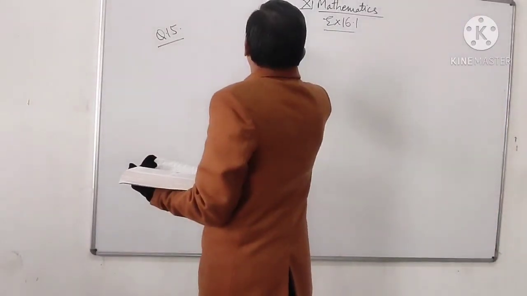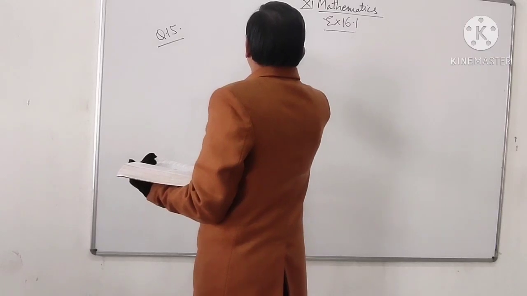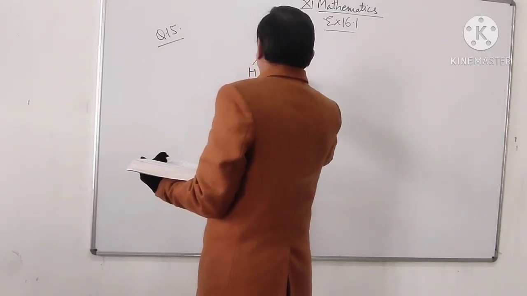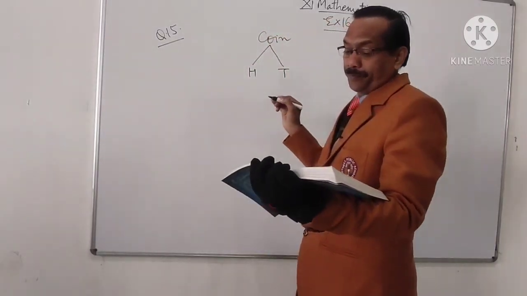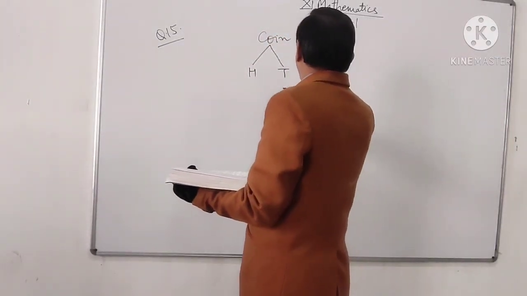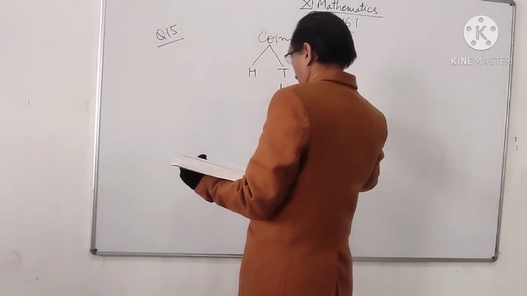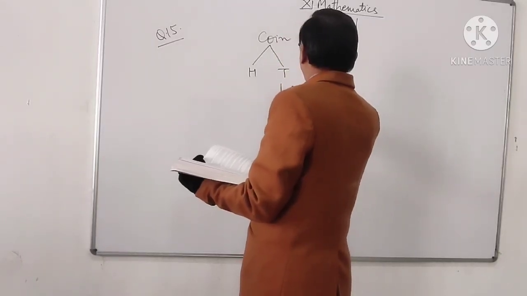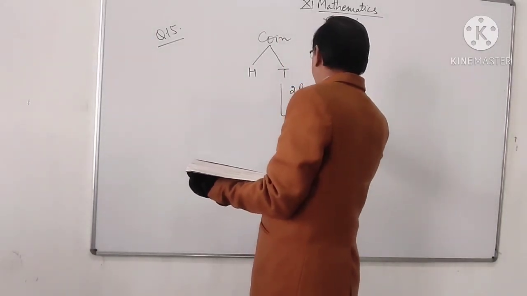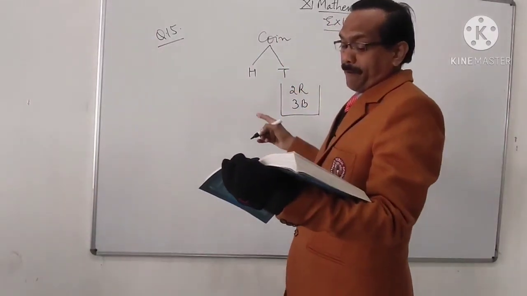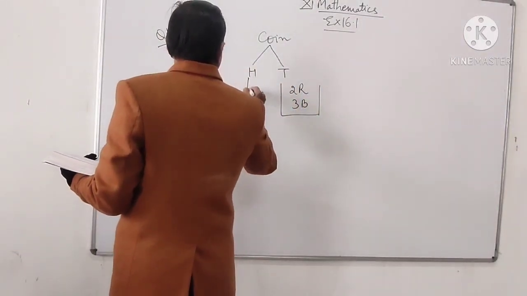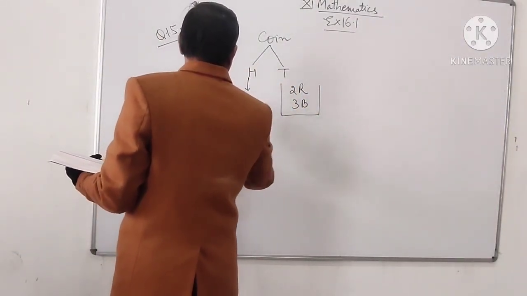So, simple thing, student, there is a coin. 2 cases, head and tail. When there is a tail, there is a box having 2 red and 3 black balls. When there is a head, a die is thrown.